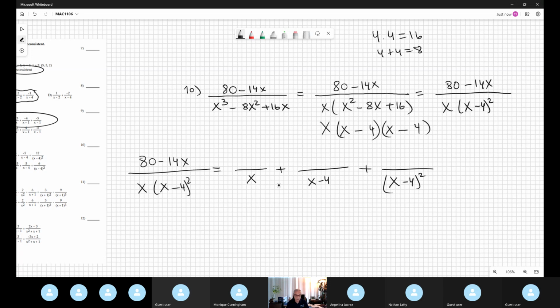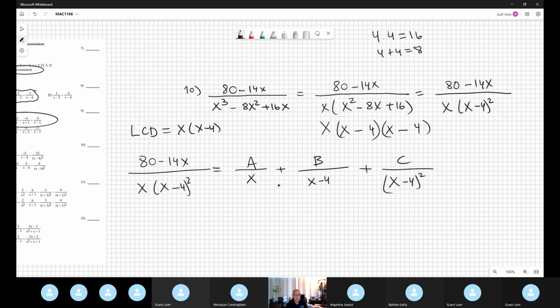In this case, no. In this case, we have two factors. One factor x is non-repeated. You put 1 time, and x minus 4. So one factor gets repeated, and you put power 1 and power 2. And you call them A, B, and C. Do you follow me? Do you understand this idea? Yes, Professor.